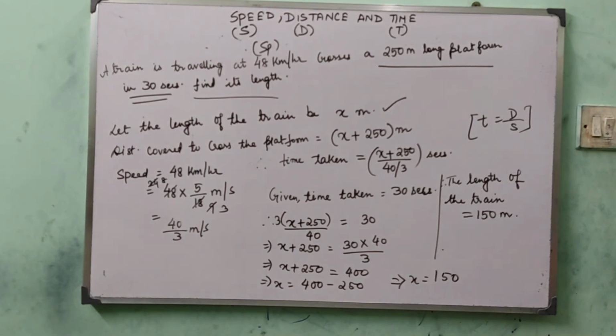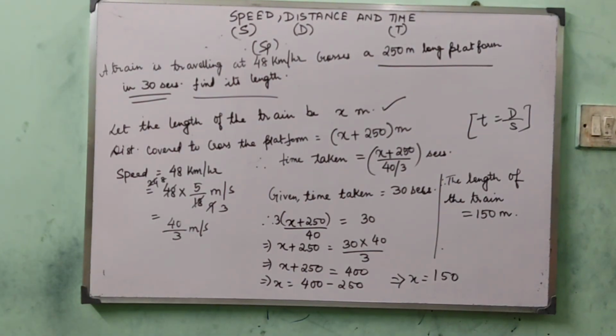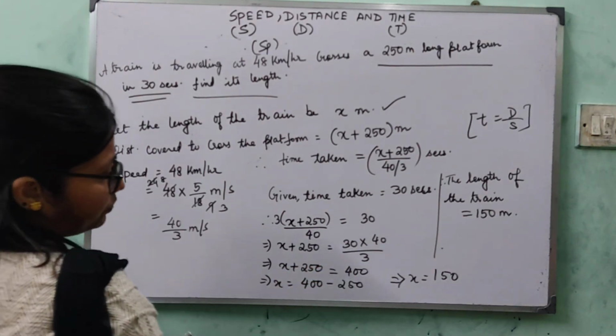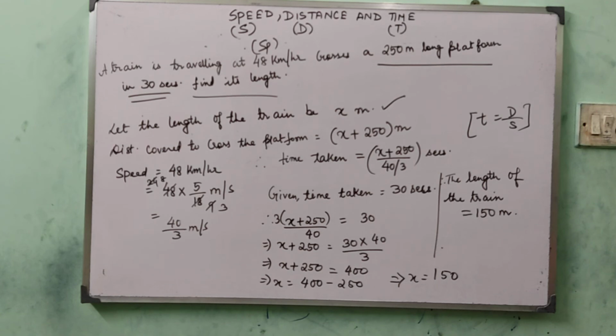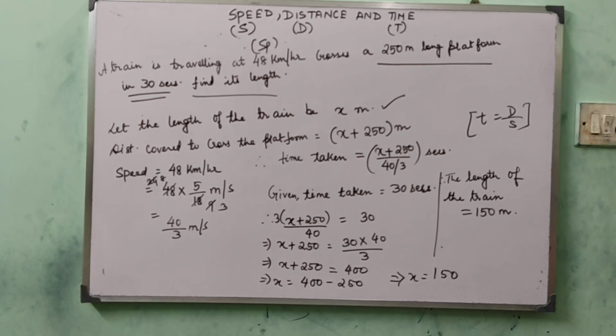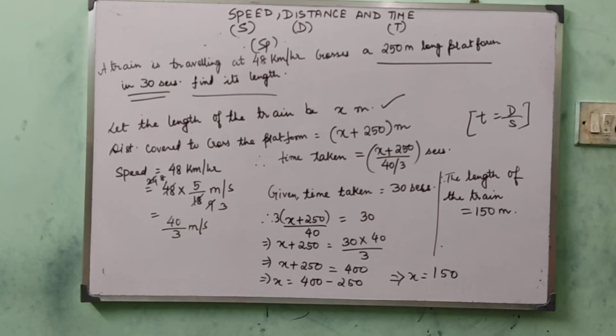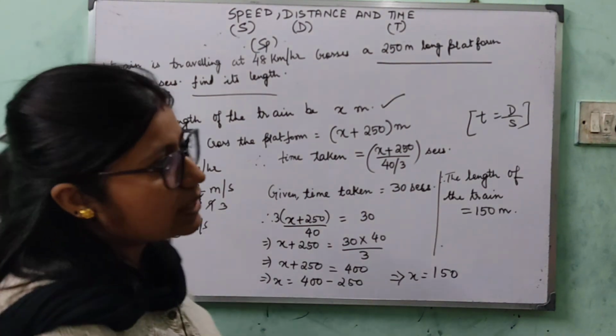So x plus 250 is equal to 30 into 40 by 3. That means if I cancel it over here, it is 400. Now x plus 250 is equal to 400, or x is equal to 400 minus 250, that is equal to 150. Thus the value of x is 150. So what is x actually? X was the length of the train. So therefore the length of the train is equal to 150 meters. So I hope this sum is clear.